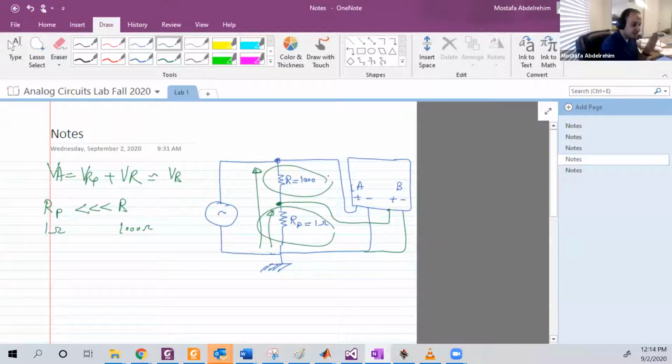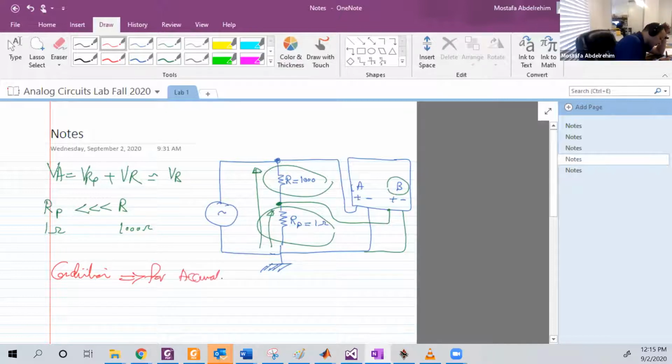But still, the voltage on B is still equal to the current because R is 1. Now we have a condition for the correctness of this experiment. The condition, to get accurate results, is that RB should be much smaller than R.